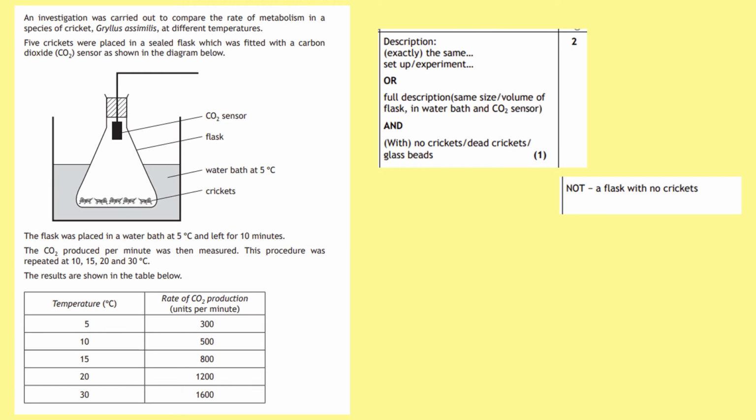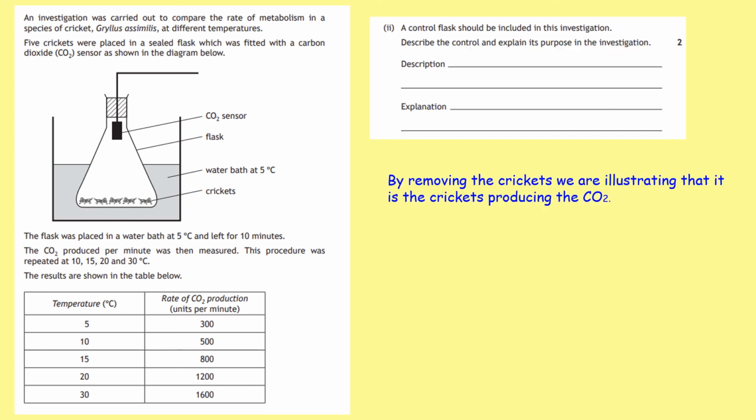And you'll see on the right hand side, the examiner will not accept it ever if you're answering a control experiment question and you just say remove the factor that is causing the outcome. So you can't just say remove the crickets. You must also say keep the experiment exactly the same, or a description of it. You might go to the extent of saying set up a glass flask with a rubber stopper and a CO2 sensor in a water bath, but remove the crickets.